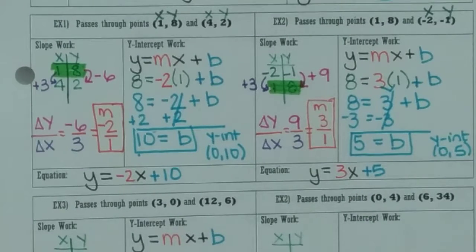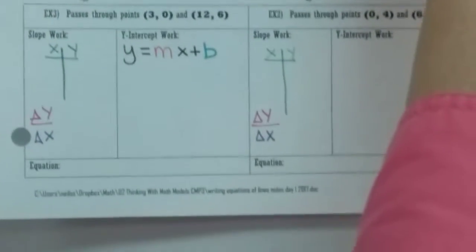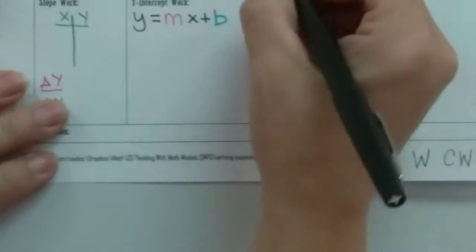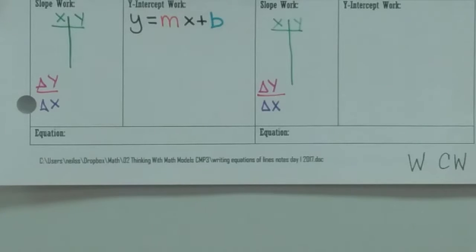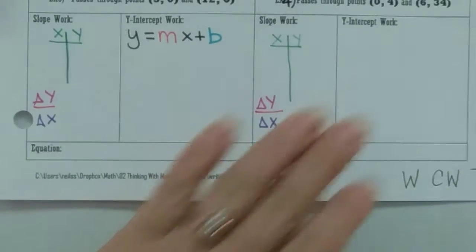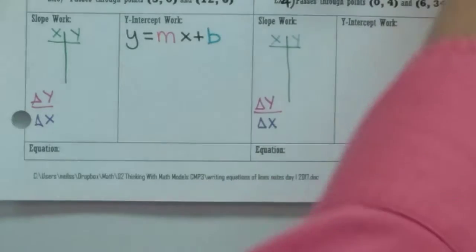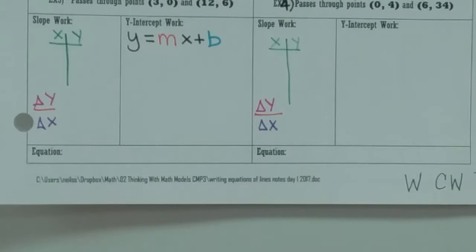Now I'd like you to pause the video and complete examples 3 and 4. Watch on number 4 because you have less work than you think you do. And see if you can find out why you have less work than the other 3 examples we've done. Okay, go ahead and pause the video and work through those 2 examples. Now that you've had time to work through those examples, let's go ahead and see how you did.